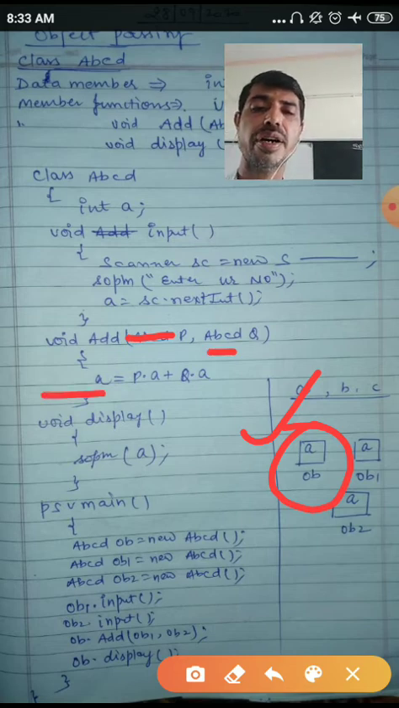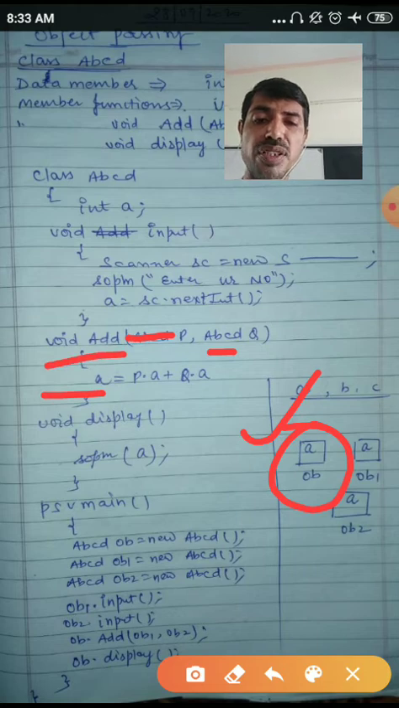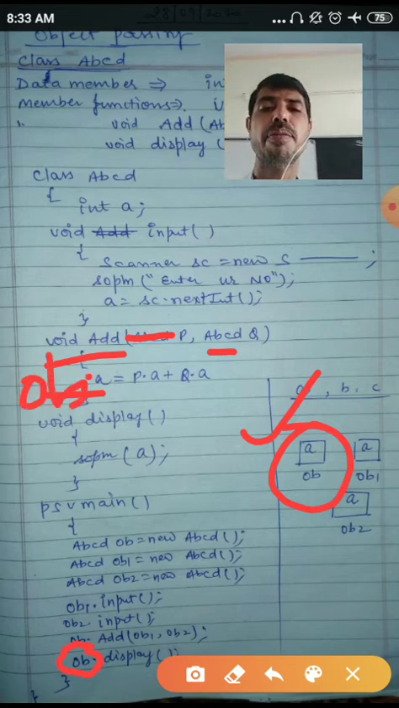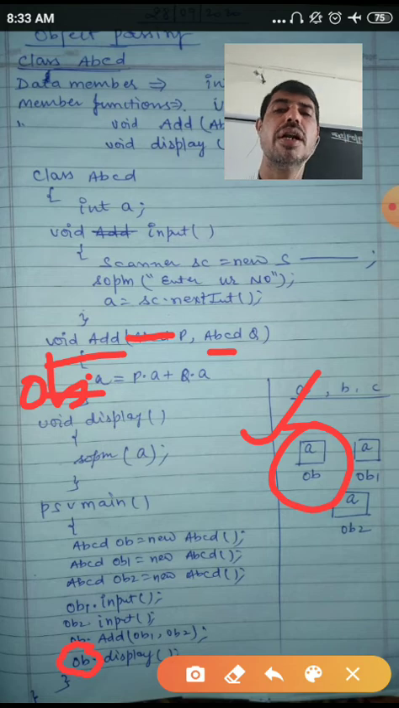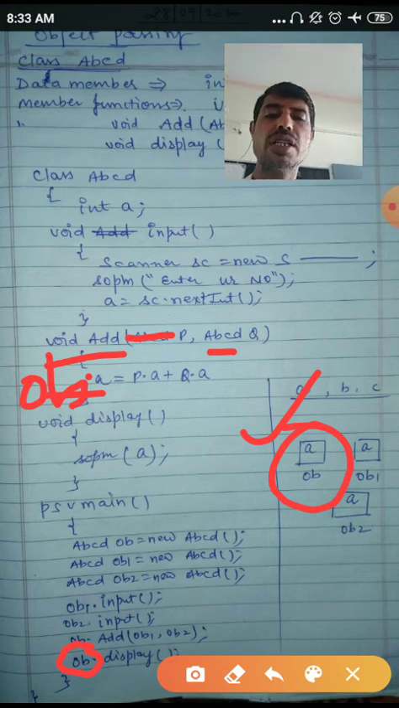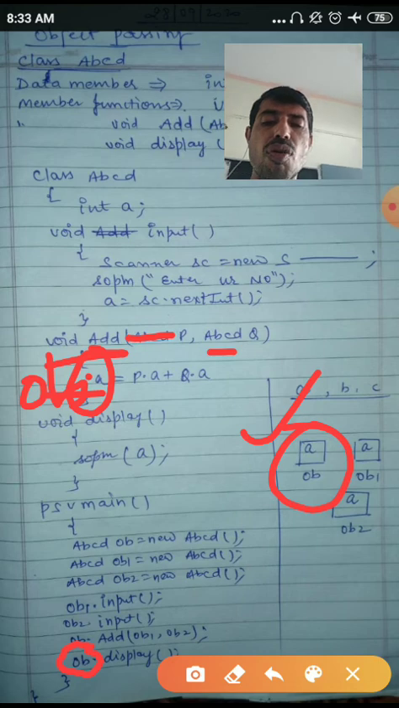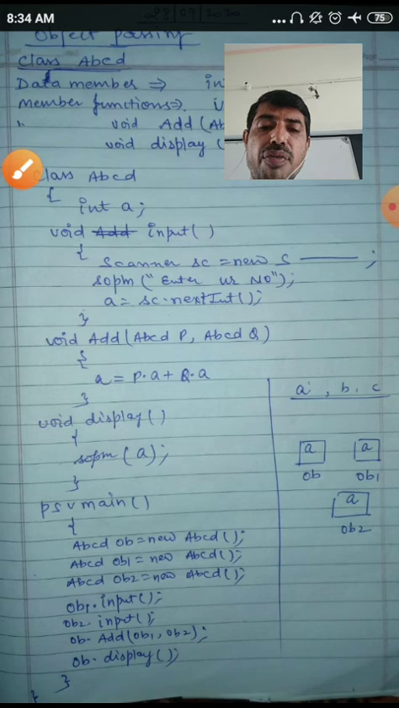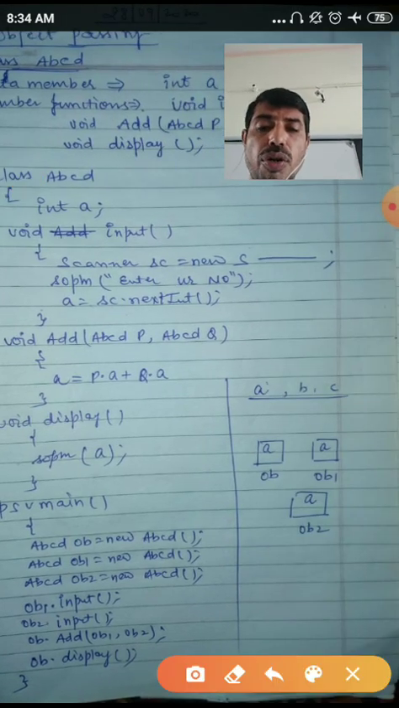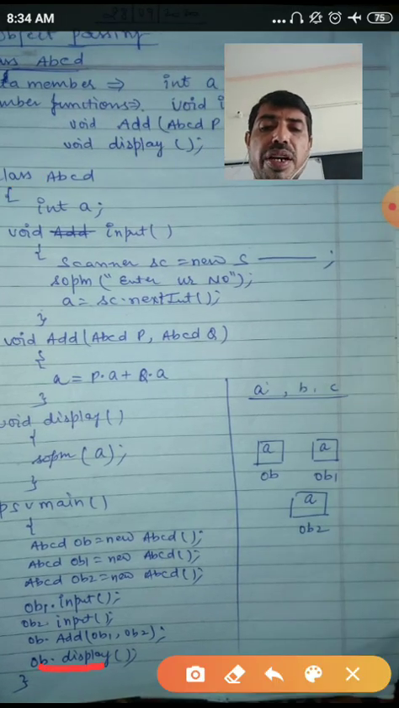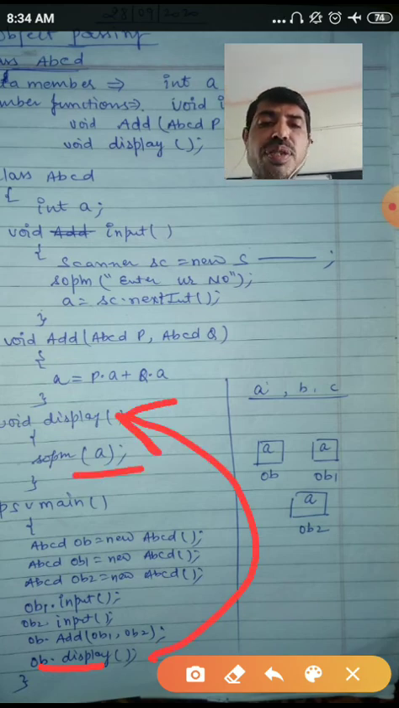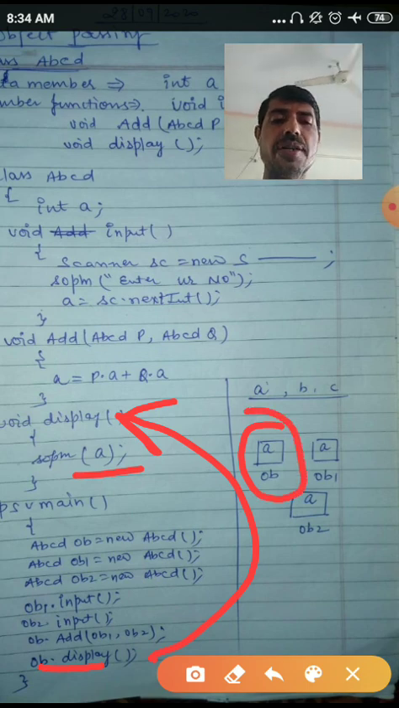If you have not written an object with a, it is because you have called the add function with ob, which means ob is the current one. For the current one it is not necessary; you can also write ob.a, but if you have not written ob.a, by default it is this a for ob, because ob has called it. Finally you write ob.display. When ob calls the display function, whose a will be printed? Definitely this one will be printed. Here is the result. Clear?